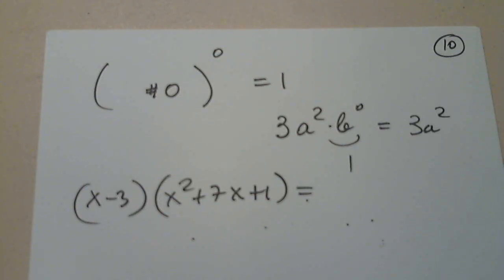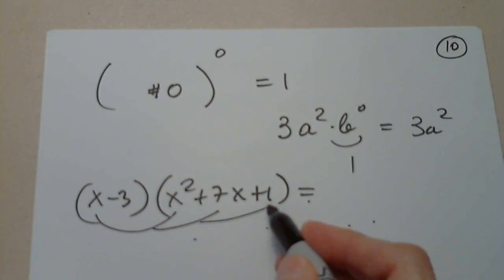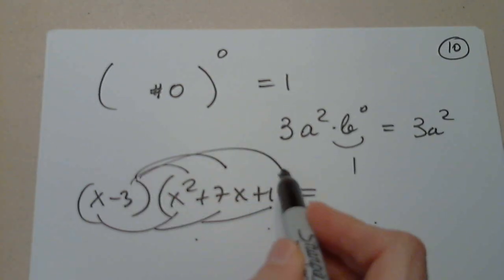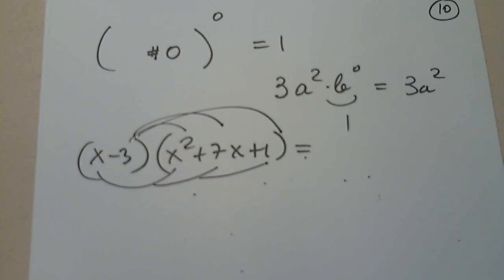So here, this is not FOIL. FOIL is only for two binomials. Here, we distribute x to these three terms, and then we distribute negative 3 to these three terms. So don't say FOIL in this case. FOIL is only for binomial times binomial.